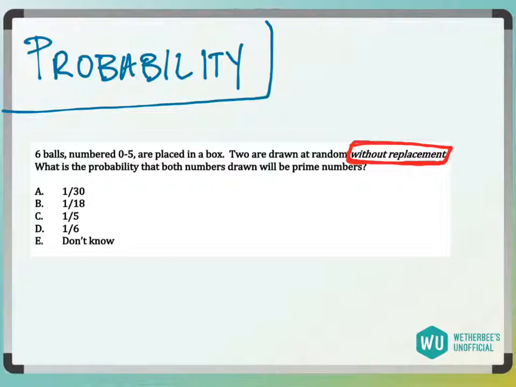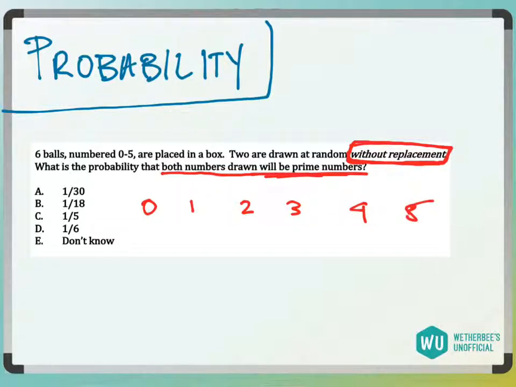So we have without replacement, meaning that if we pull it out, we're not going to put it back in, and that means it's going to affect the probability of what happens for the second pick. We have 6 balls from 0 to 5, and we want to know the probability that both numbers drawn will be prime. So we have one ball with a 0, a 1, a 2, a 3, a 4, and a 5, for a total of 6 balls.